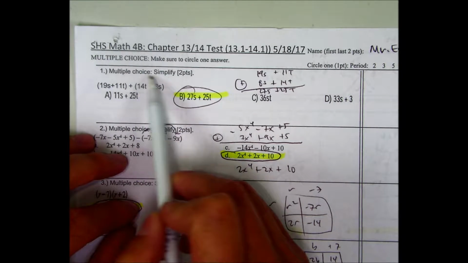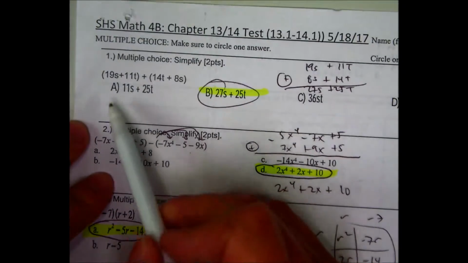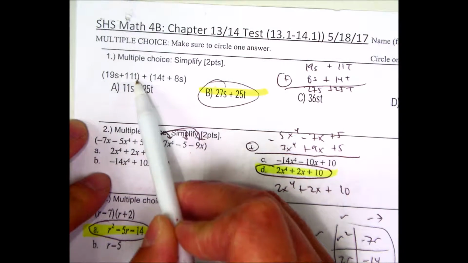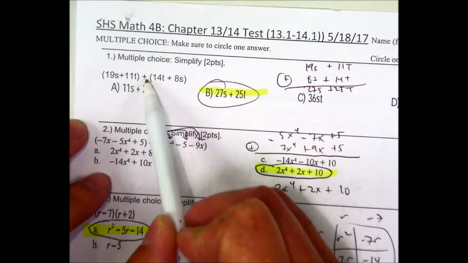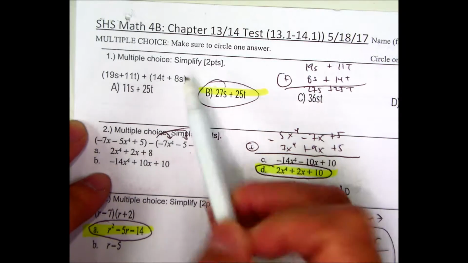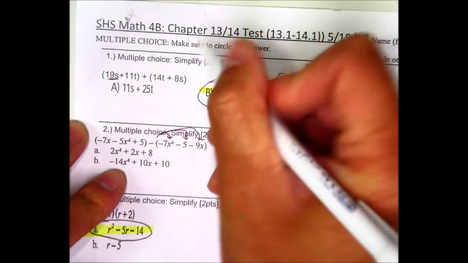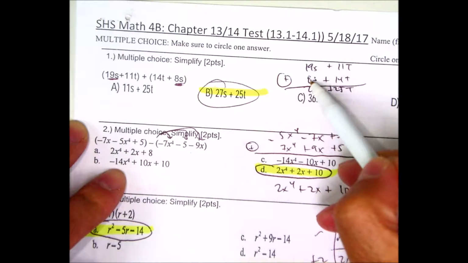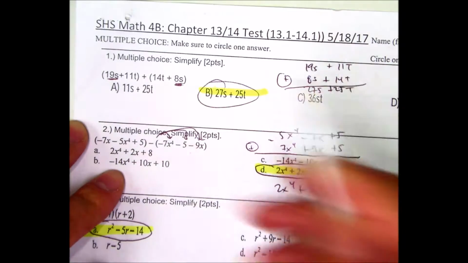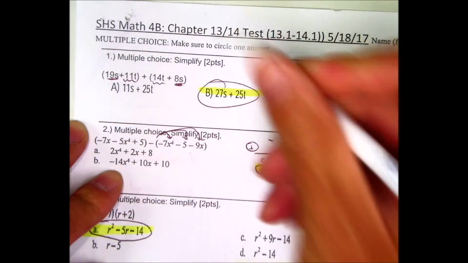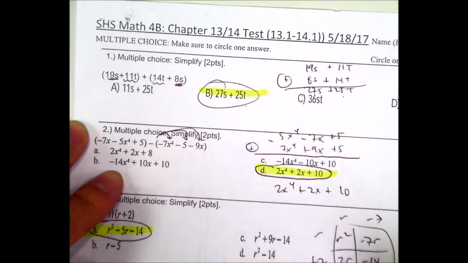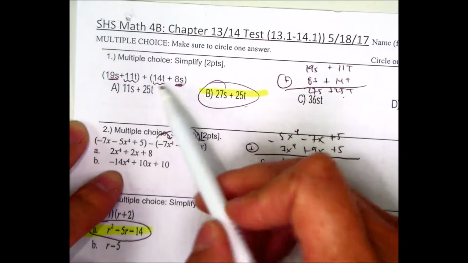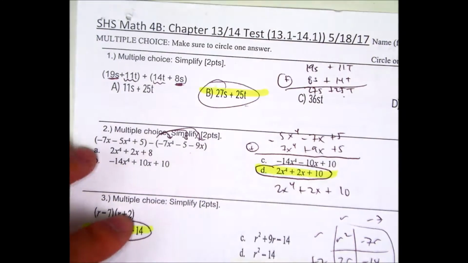Number one, multiple choice, simplify. They give you two sets of parentheses here: 19s plus 11t, close parentheses, plus 14t plus 8s. Because this is a plus sign, you don't need the parentheses, so you can drop them. Essentially you have 19s and 8s as your like terms. 19 plus 8 gives me 27s, and 11t plus 14t gives me 25t. This is choice B. Now, I think for a previous problem I may have put subtraction there, so pay attention to what you see there.